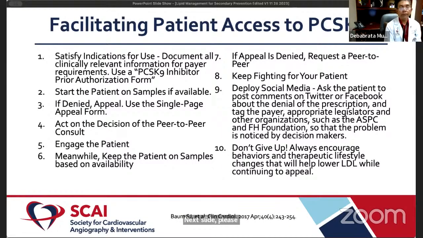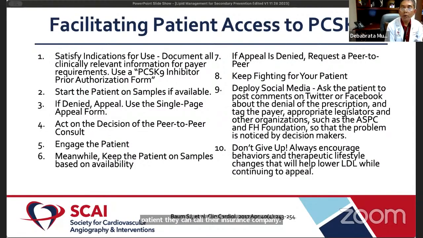So we have to satisfy the indications for use, and we have to document all clinically relevant information for payer requirements. Use of PCSK9 inhibitor prior auth form in your practice. You can use the template, modify it. If you have samples in your practice, start the patient. If denied, appeal. Act on the decision of the peer-to-peer. If you're denied, ask for a peer-to-peer so that you can talk to a physician to convince them. Engage the patient. They can call their insurance company. And if you have samples, keep the patient on samples.